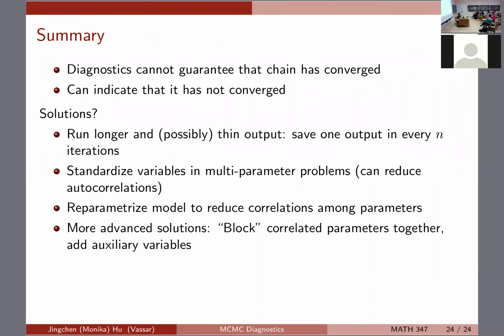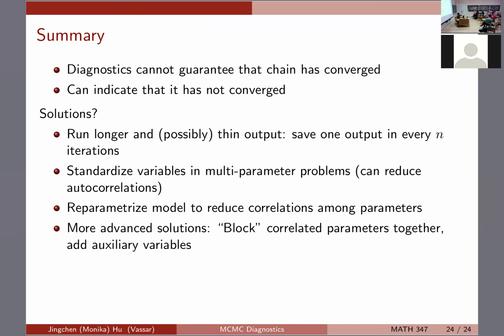All right, so with all of this, a diagnostic cannot guarantee that the chain has converged, it can only indicate that it has not converged. Solutions, we talked about this before: you do burn-in, you run it longer, you thin it even more, meaning that you save draws that are a larger number of draws apart from each other. And then also, this is the second bullet point over here, you have probably seen this in frequentist analysis before: you standardize variables, just to get rid of correlations.